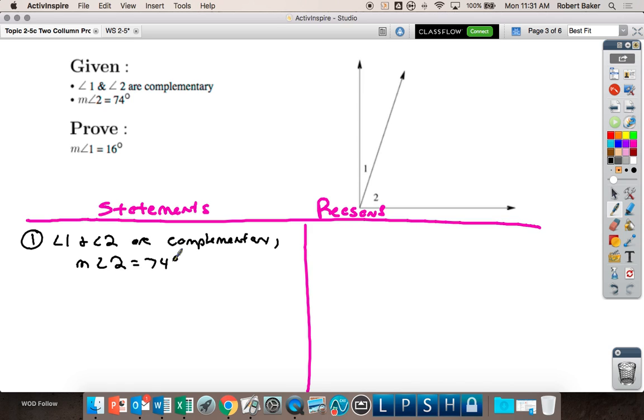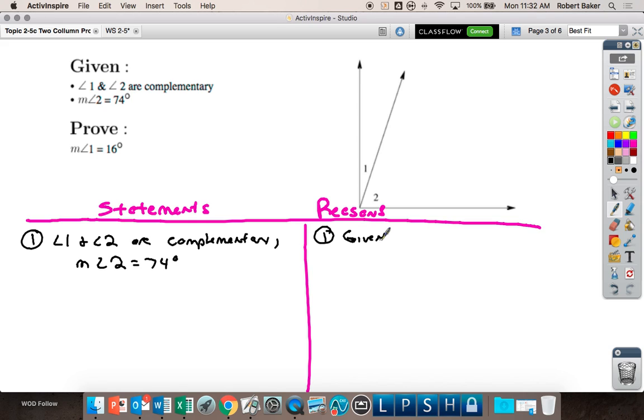Can you put statement 1, angle 1 and angle 2 are complementary. Statement 2, the measure of angle 2 is 74 degrees. Yes, but then you have two given statements, so you can lump them together or separate them. It does not matter to you. On your test, when there are multiple given statements, in order for your proofs to fit, I will tell you whether to put two given statements or one. I'll key you into that.